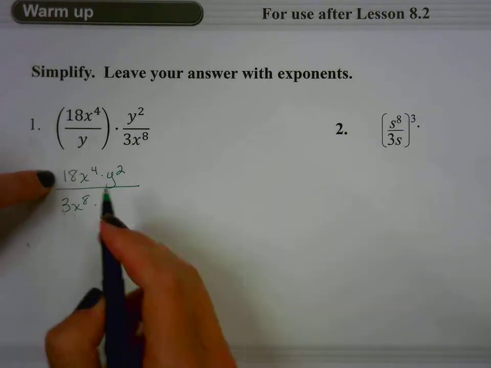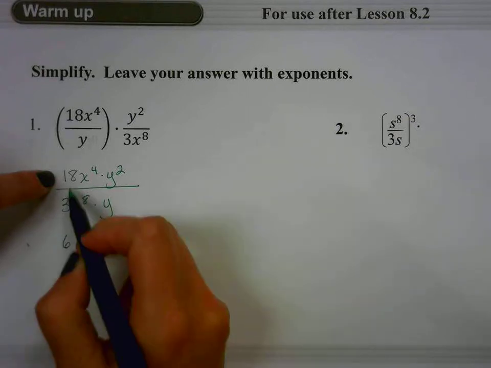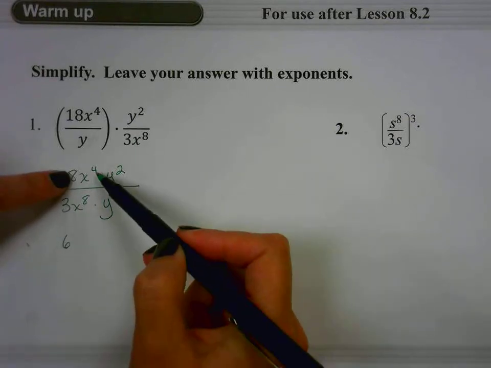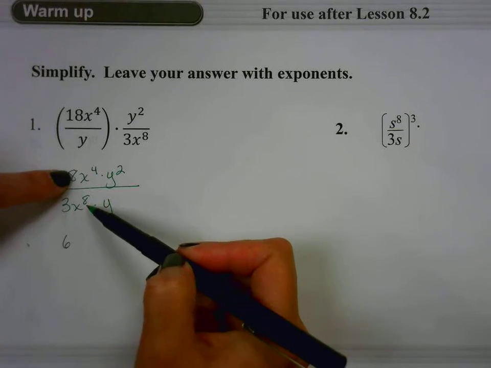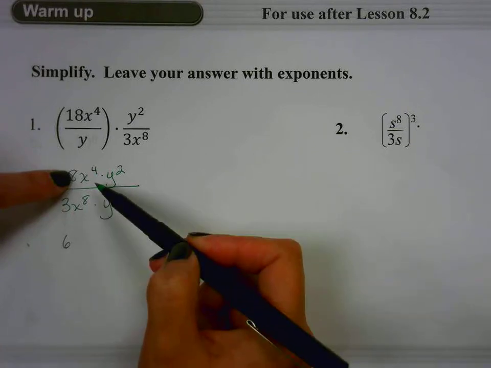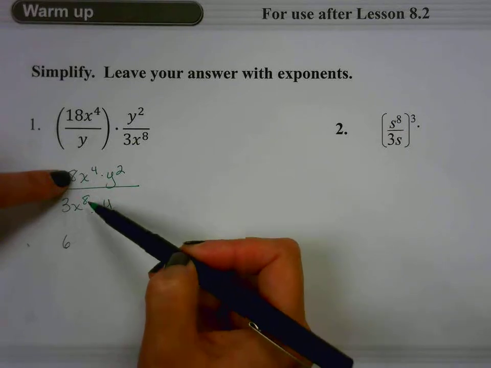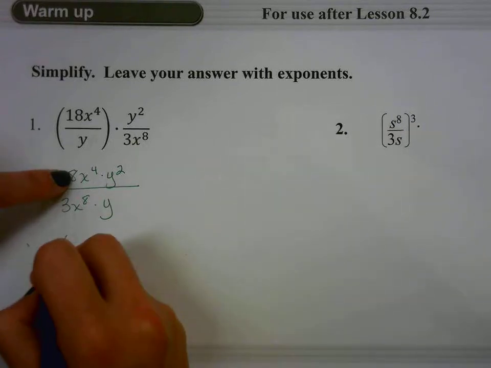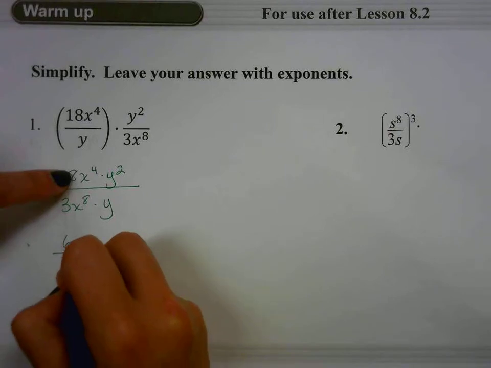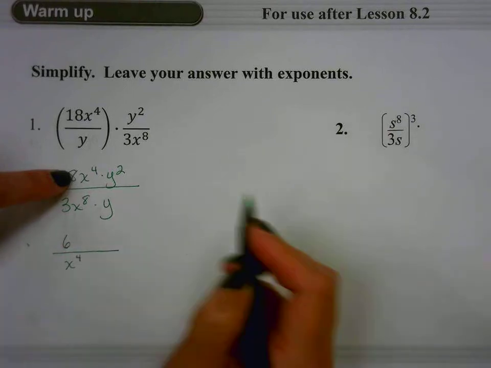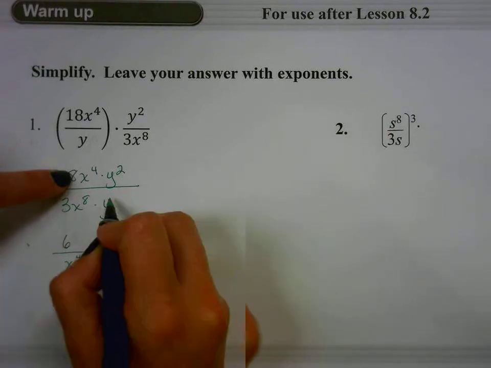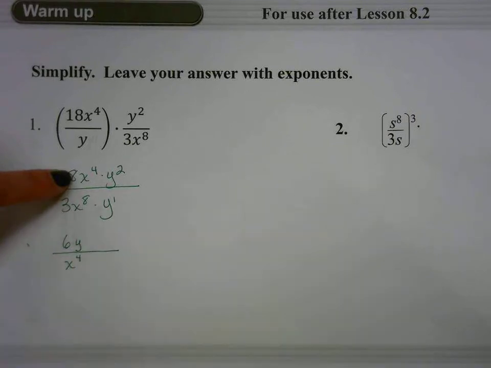Here I have a 4 and an 8, which is what we're going to get into today with our negative exponents. So if I take 4 and 8, I'm actually going to have in the denominator x to the 4th left over. And here I subtract my exponents and I get y by itself. So this would be the final answer. And if you don't understand that, that's great, because that's the lesson we're going to talk about today.